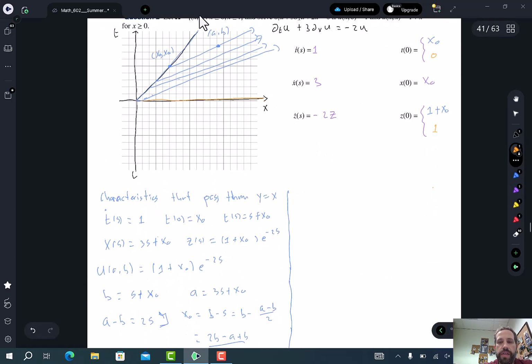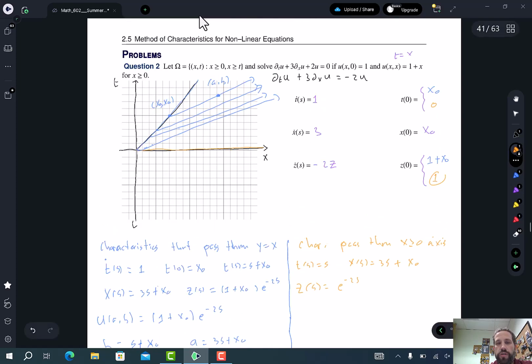So now let's do something similar for the orange characteristics. For the orange characteristics, this is going to be characteristics that pass through the positive x-axis, the x greater than or equal to 0 axis. Here t of s will be equal to s because t naught is equal to 0. X of s will be equal to 3s plus x naught. And z of s is going to be equal to z naught times e to the minus 2s, but there z naught is just equal to 1, so this is e to the minus 2s.